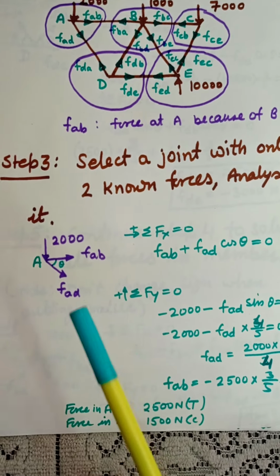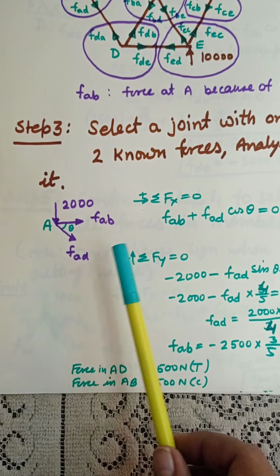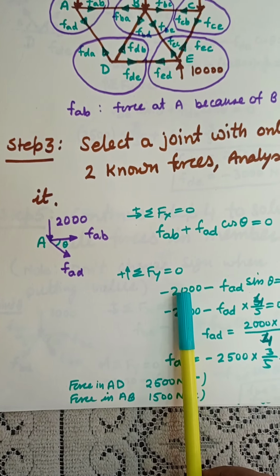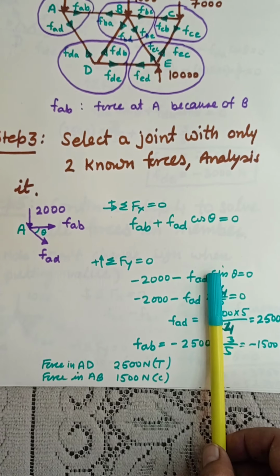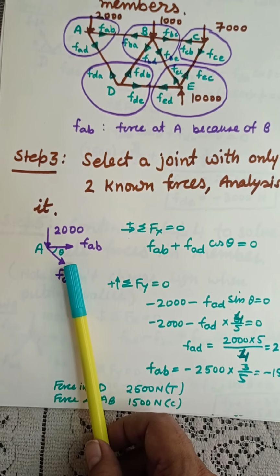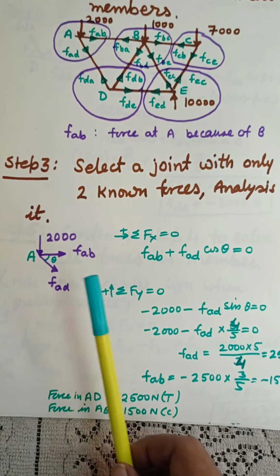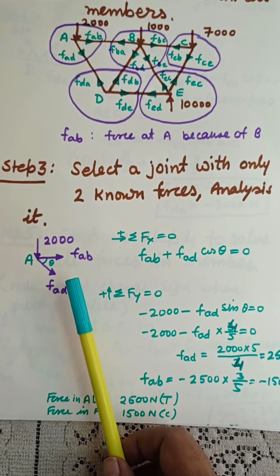So let us proceed with joint A, and you write summation Fx = 0, summation Fy = 0. It's very easy, you can write it, resolving the forces horizontally and vertically. You can even use Lami's theorem if you want, to solve this equation and find out these forces FAB and FAD.